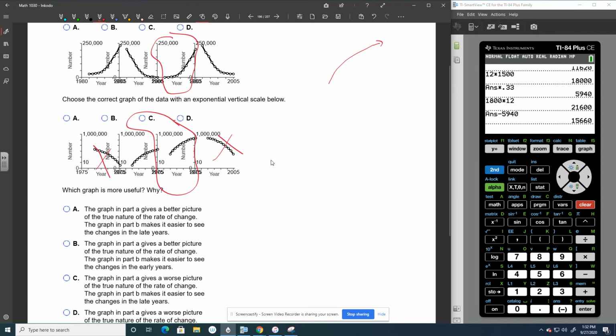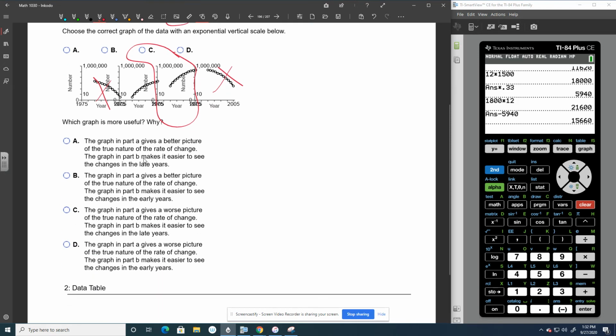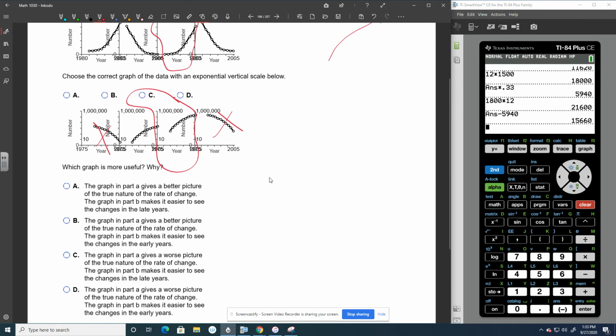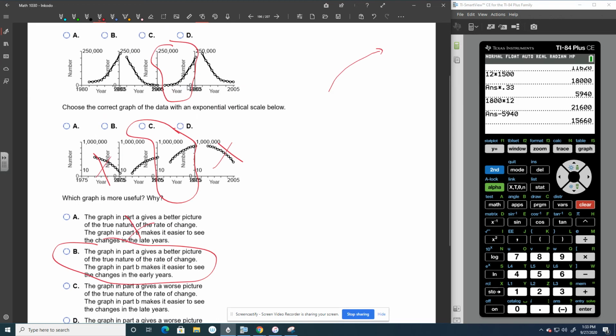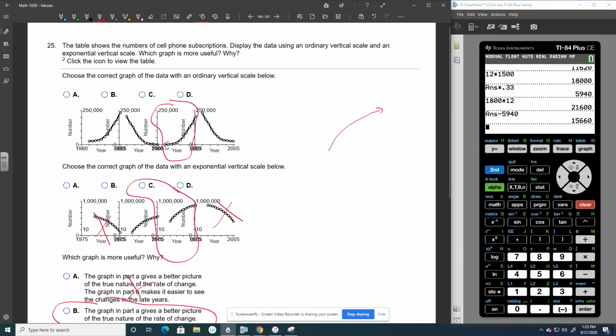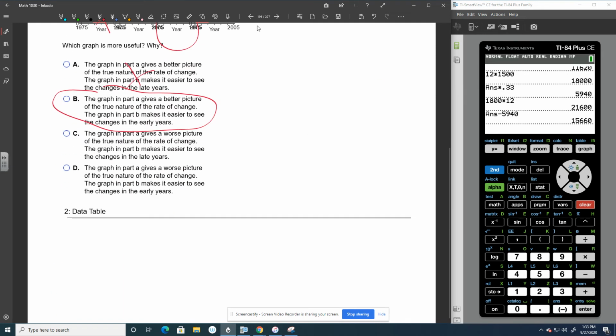And then moving on, which one is more useful and why? The graph in part A gives a better picture of the true nature. That's true. The graph in part B makes it easier to see the change in the late years. That's not true. The graph in part A gives a better picture of the true nature. The graph in part B makes it easier to see the changes in the early years. That sounds good to me. Part B makes it easy to see the change right here in the early years compared to this one where in the early years you can't really see what's going on. All right, moving on.